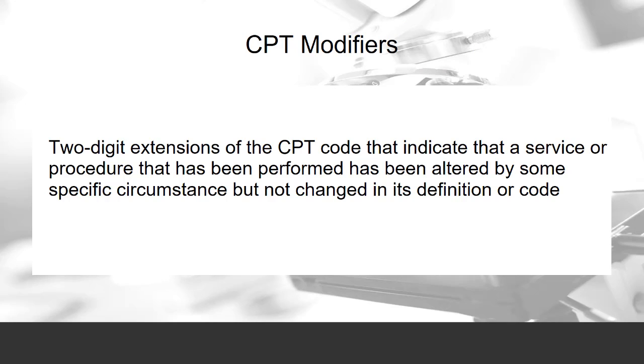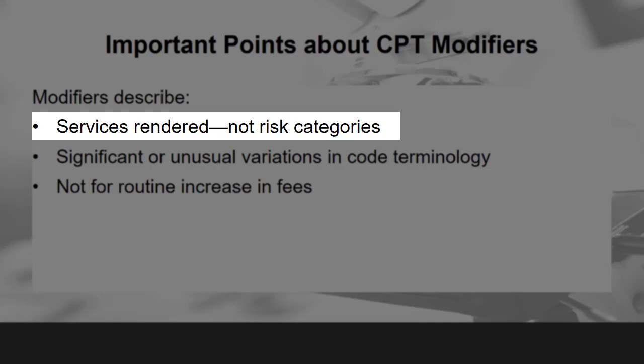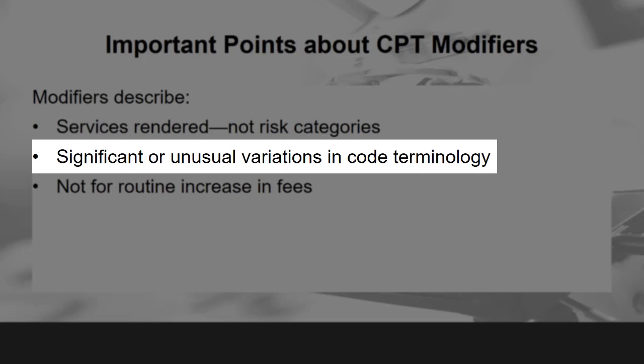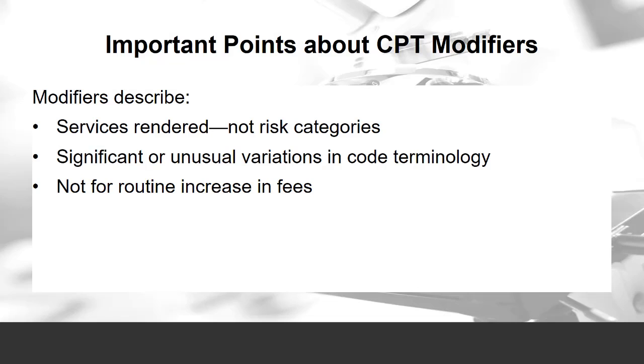Let's first begin by talking about what CPT modifiers are. The CPT modifiers are two-digit extensions of a CPT code that indicate that a service or procedure that has been performed has been altered by some specific circumstance but not changed in its definition or code. I think it's also important that we remember that these modifiers describe services rendered. They are not risk categories, and what they really state is that there is a significant or unusual variation in the code terminology. We also want to realize that this should not in any way be used for a routine increase in the fees that you collect for those procedures.